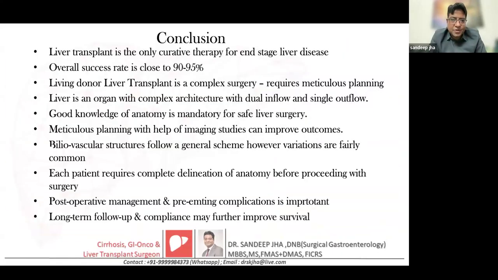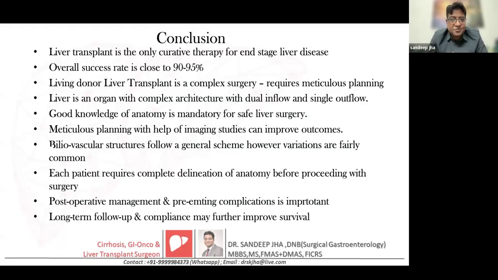So to conclude, liver transplant is the only curative therapy for end-stage liver disease. There's no other medication, nothing you can do when the patient has developed decompensated cirrhosis. And the earlier you refer the patient for a liver transplant, the better the outcomes of liver transplant are. And if the patient carries on with cirrhosis, he'll become weak, he will develop infection, and unfortunately, the outcome of liver transplant surgery will also be affected. So you should identify decompensated cirrhosis early and refer the patient for a liver transplant early if you want the patient to completely benefit from the transplant.